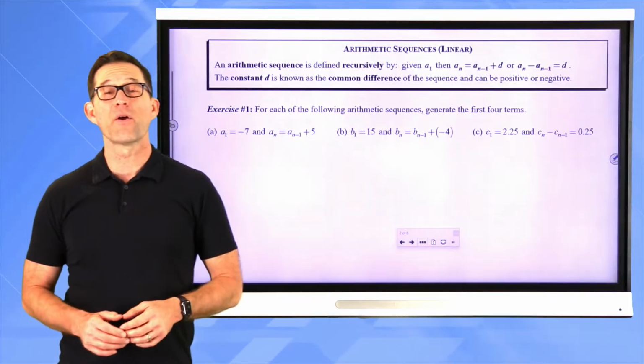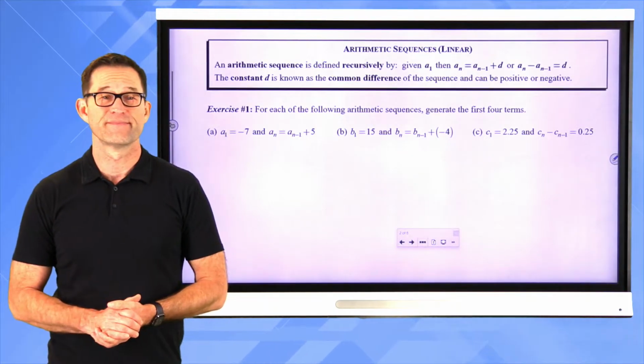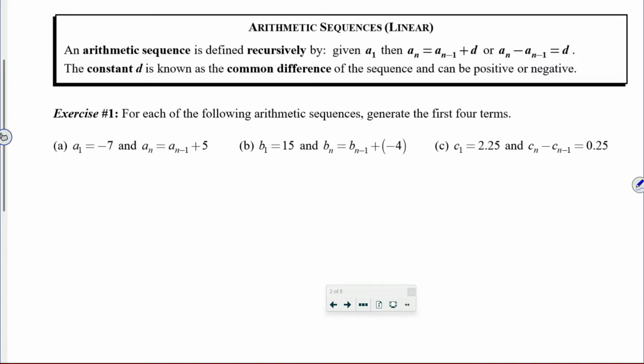Let's talk about what an arithmetic sequence is. An arithmetic sequence is defined recursively by, given a1, so given the first term, then an equals an minus 1 plus d, or an minus an minus 1 is equal to d. The constant d is known as the common difference of the sequence and can be positive or negative.